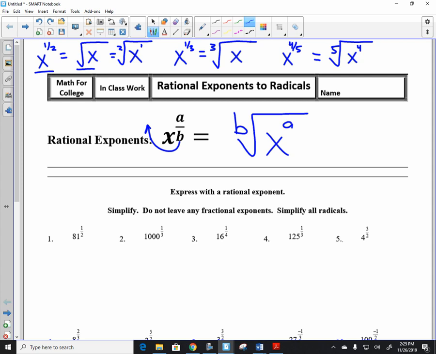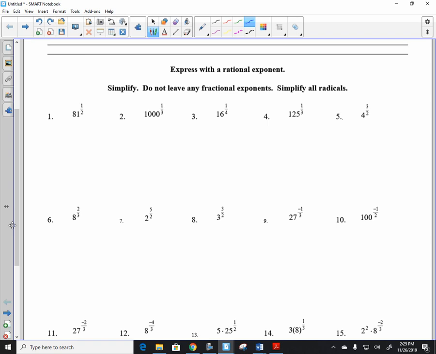So we're going to start with some basic examples. I want to know 81 to the 1/2 power. Because it's the square root of 81, Campbell sees that I have the square root of 81, which is 9. How do I rewrite 1,000 to the 1/3 power? Cubed root of, what do you multiply 3 times to get 1,000? Multiply 10.